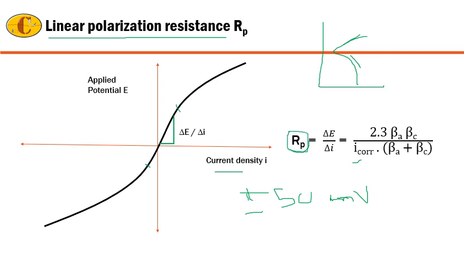So now you can calculate the corrosion current density, polarization resistance, and the beta A and beta C, which are the slopes of these anodic and cathodic branches. So even if you don't do this test, you can still calculate the polarization resistance from the previous values as well.